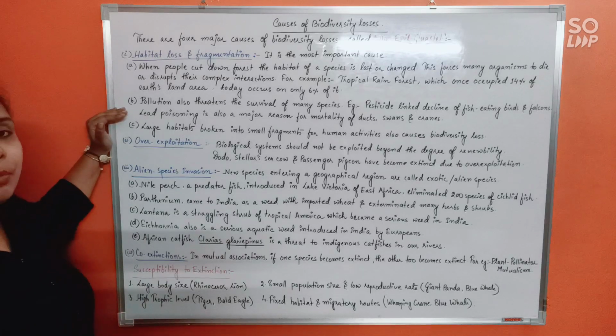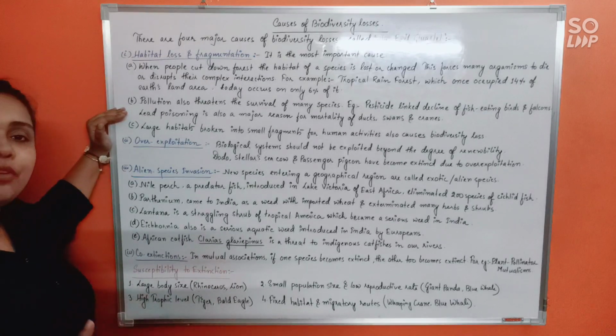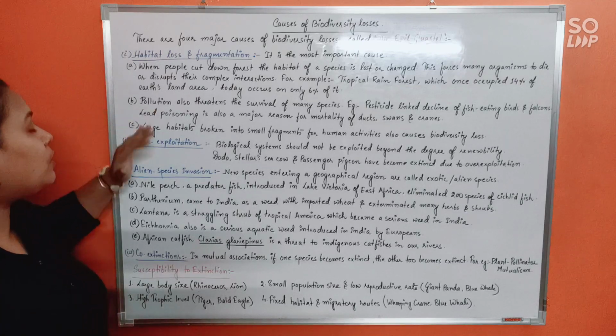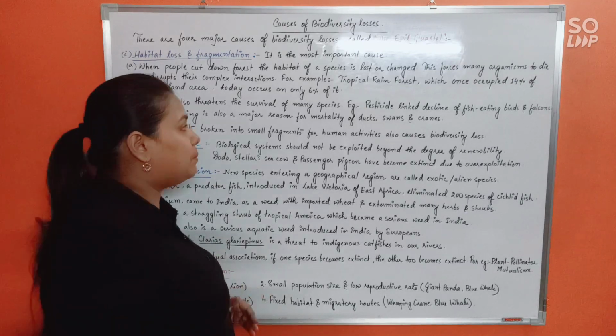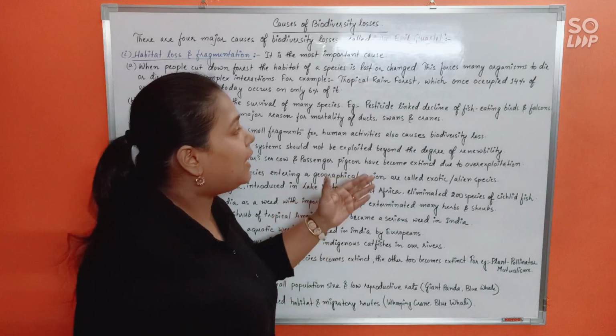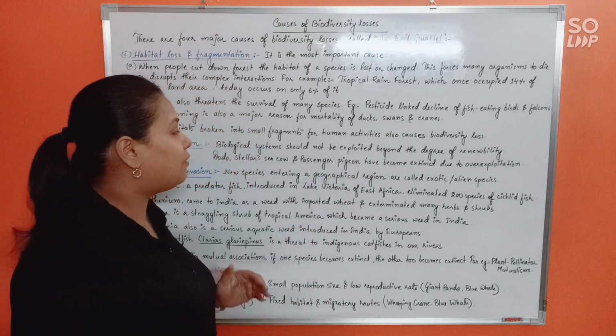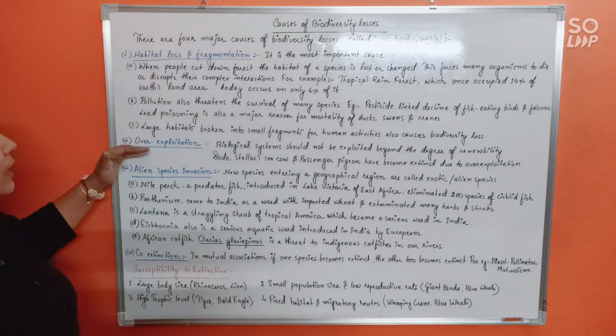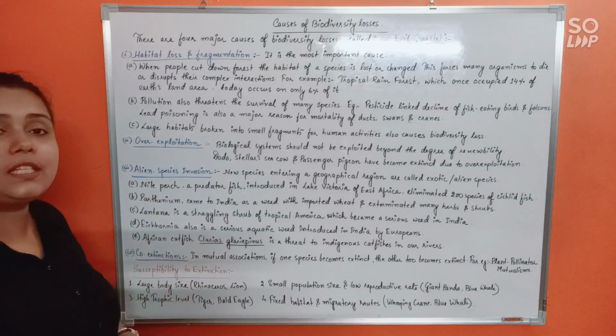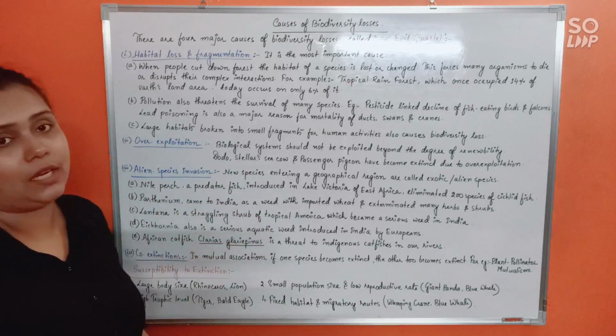Pollution is another very important factor leading to biodiversity loss. Pollution also threatens the survival of many species. For example, pesticide-linked decline of fish-eating birds and falcons. Lead poisoning is also a major reason for mortality of doves, swans, and cranes.